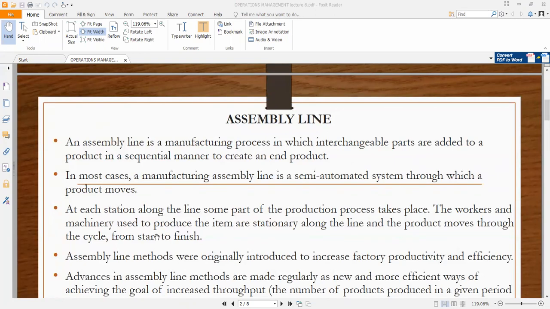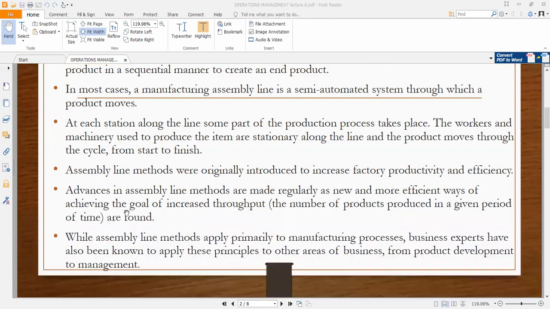I would urge you to search for a vehicle assembling plant. You Google it, then you watch a video and see how it is done. You will see that there are certain machines that carry different parts, different components, and add them together to form a product.